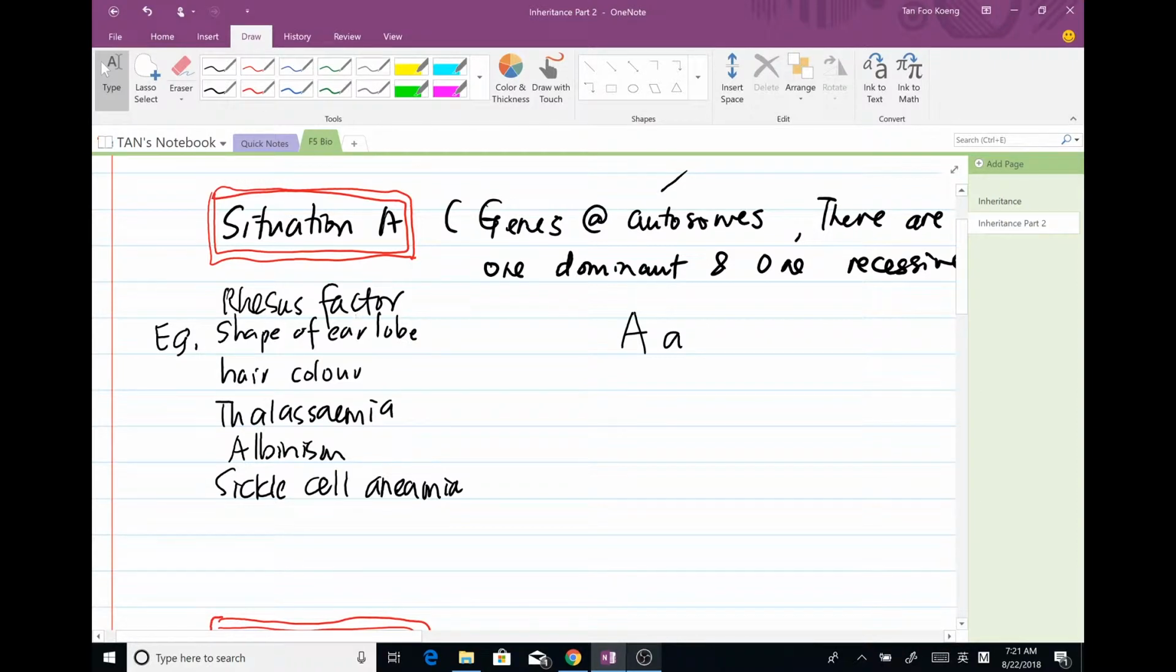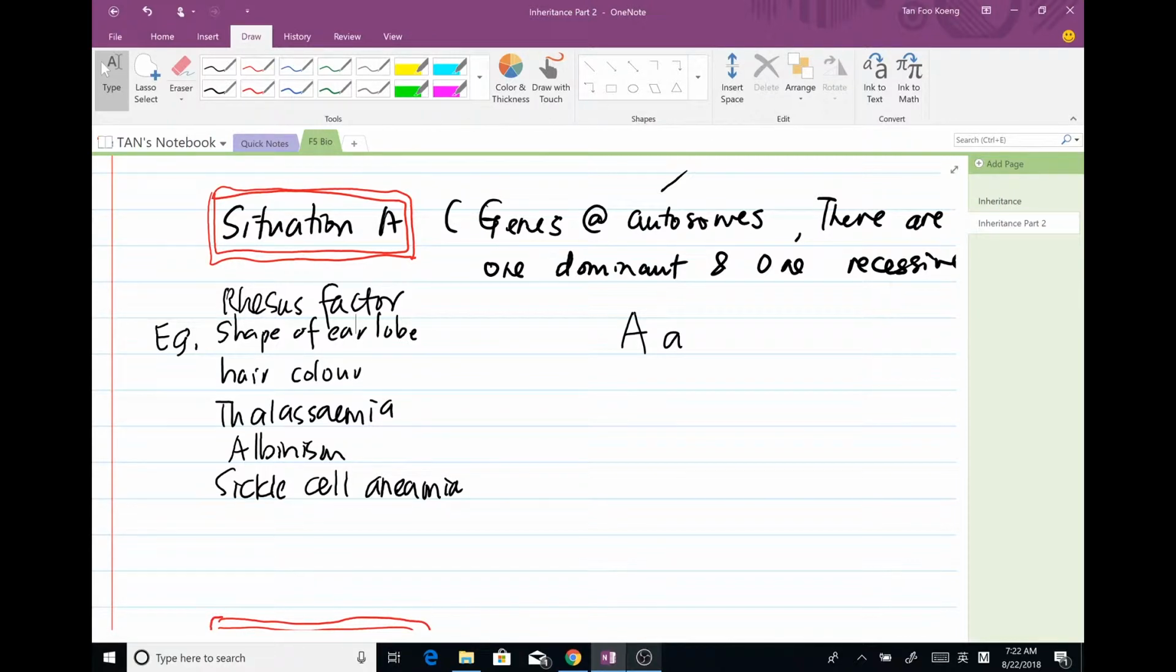Now, what is rhesus factor? We always hear of the blood type, blood type A positive or A negative. So the positive and the negative refers to that rhesus factor. If you are A positive, that means you have the antigen A on the surface of your red blood cells, as well as the rhesus factor on the surface of your red blood cells. If you are A negative, that means you only have the antigen A, but not the rhesus factor on the surface of your red blood cells.